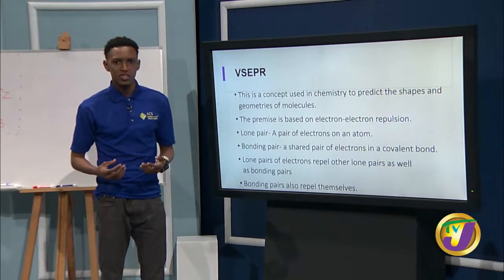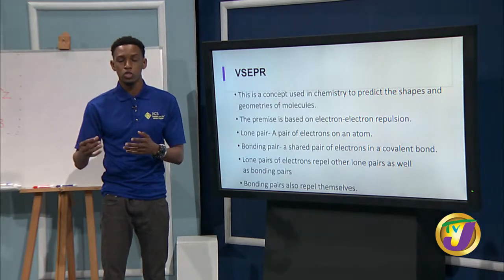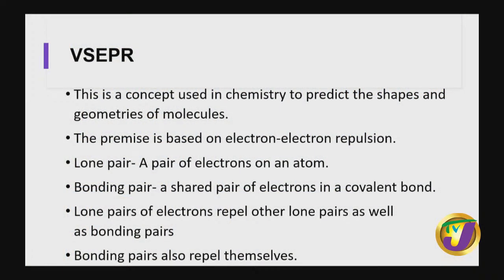Now, what is VSEPR? This is valence shell electron pair repulsion theory. So the concept is based strongly on electron-electron repulsion. It is a concept used in chemistry to predict the shapes and geometries of molecules. The premise is based on electron-electron repulsion, as I just said.